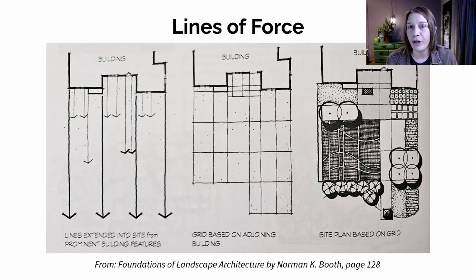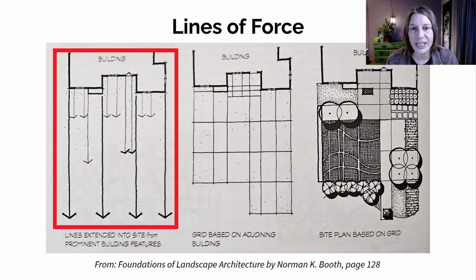In this example from a book called Foundations of Landscape Architecture, it's by Norman K. Booth. Really great book if you're kind of nerdy and you want to get into the details of landscape design. These lines that he drew here are directly straight out from the house edges. So you're looking at this property from above, a bird's eye view. It's called a plan view.